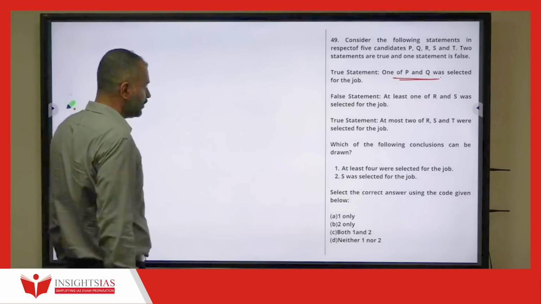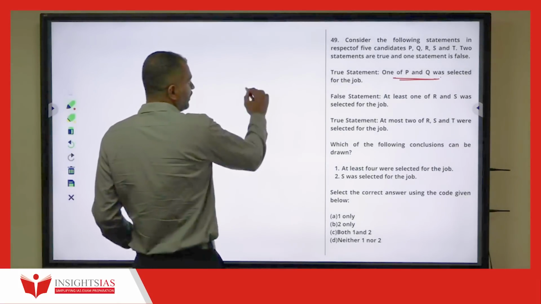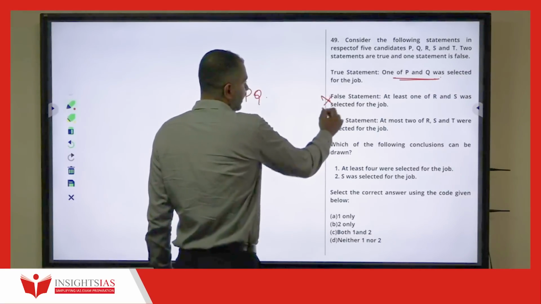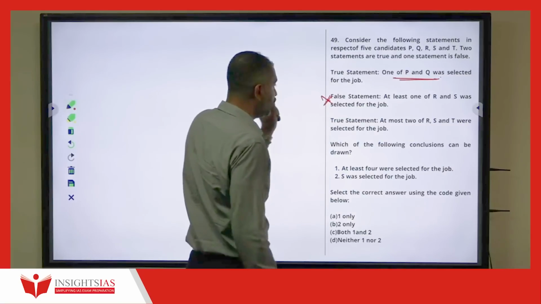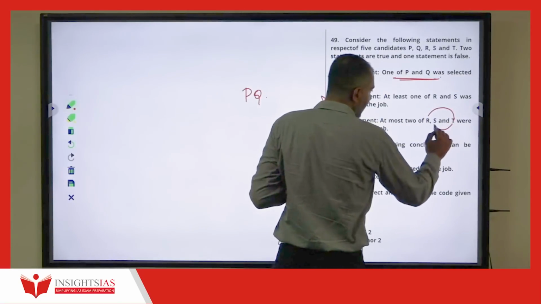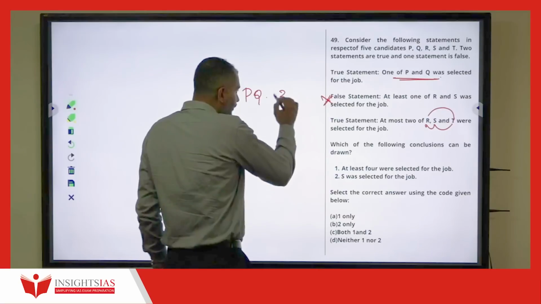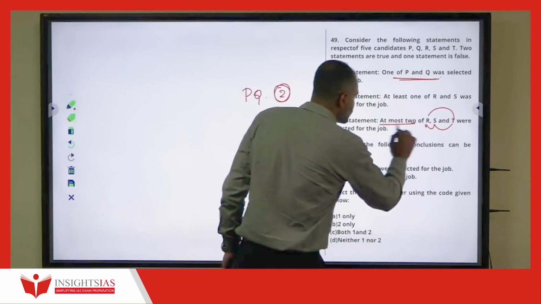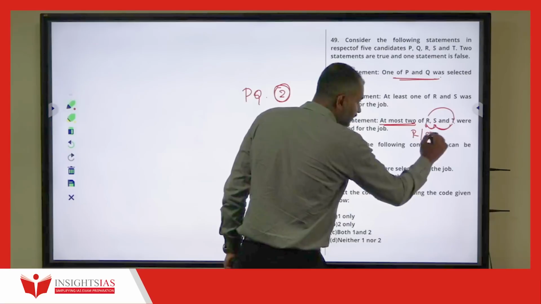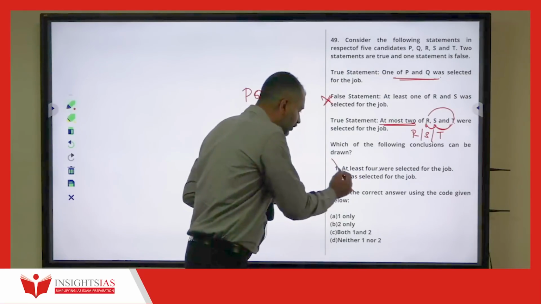Now, which of the following conclusions can be drawn? At least 4 were selected for the job. See, P and Q are selected for the job and this is false. Okay, anything you can take. The true statement is at most 2 of R and S. See, at most means it can be RT, it can be ST, it can be SR, many possibilities. So, at least 4, no. At most 2 means there are other combinations as well as individually also they can be R or S or T. Hence, 3 also is a possibility. At least 4, no, it's not possible.